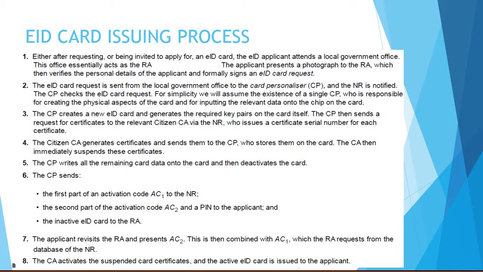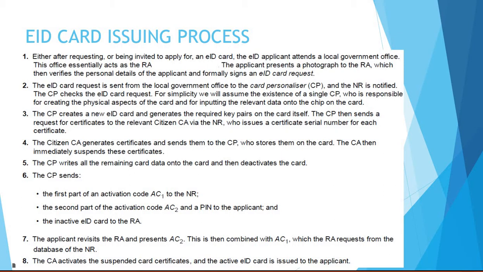Okay, and the card personalizer will send the information to the national registry to activate the code. And the second activation code, AC2, that is the pin number. Along with the pin number, it will be sent to the applicant, to the citizen who will be accessing it. Later if we want to change it, we can change the pin number. Okay, it's not the permanent one. If we want to change it, we can edit it.